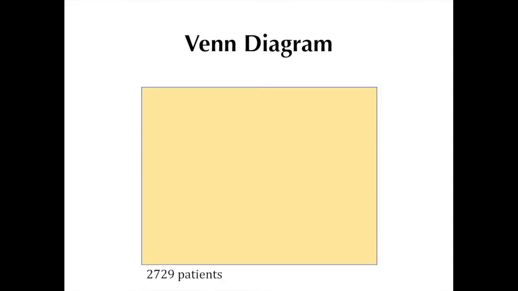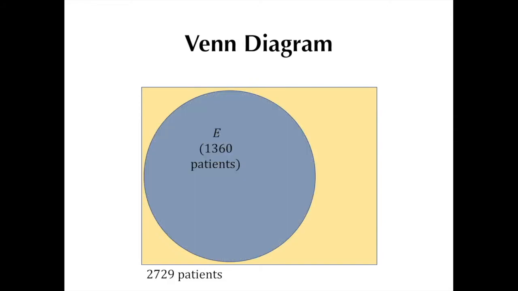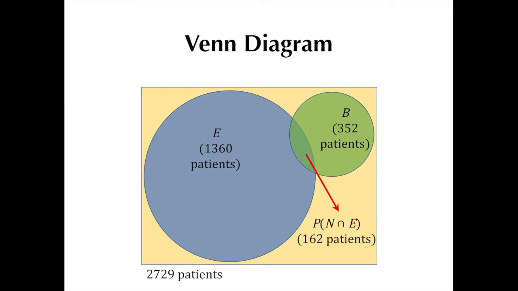If we are to construct a Venn diagram of this probability, it will be as follows. Now let us suppose that this is the complete set, or the universe, which has the 2,729 patients to which we have data on adverse events. We then let this circle here represent the patients who are randomized to the eplerenone treatment arm. This other circle would then be for the 352 patients who did not experience any adverse events. Now take note that these two circles overlap each other. That overlap would then represent those patients from the eplerenone group who did not experience any adverse events.